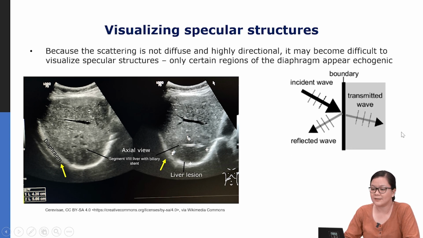We discussed oblique incidence when we talked about reflection in a previous lecture. If we have a boundary and an incident wave is propagating at a certain angle, the reflected wave will bounce back at almost equal to the angle of the incident wave. Therefore, not much of the incident wave will be reflected back towards the direction of the transducer. And so you can see some parts of the diaphragm that are much less echogenic compared to the parts that are more perpendicular to the transducer propagation direction here.